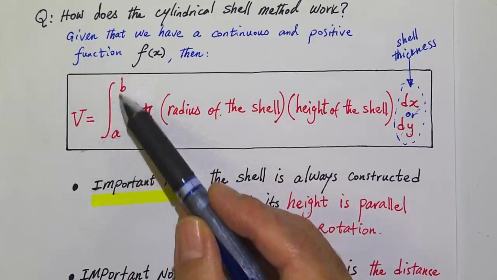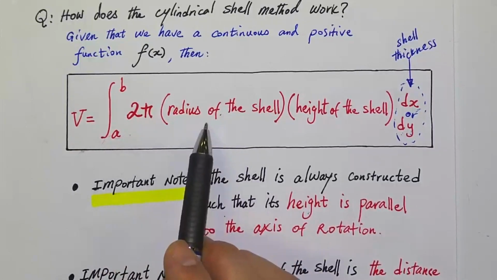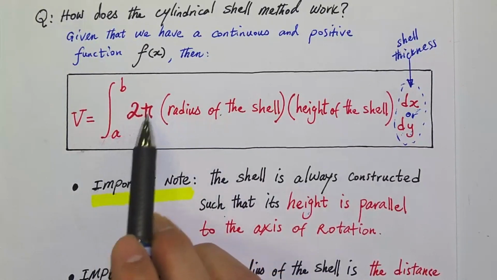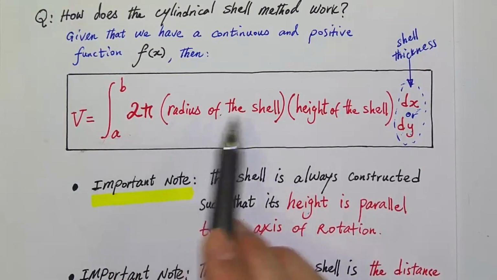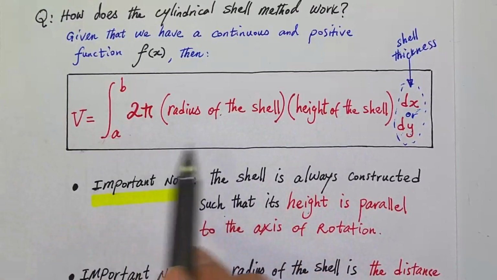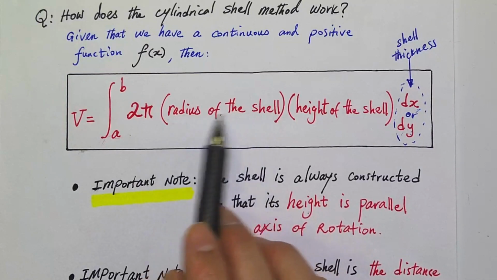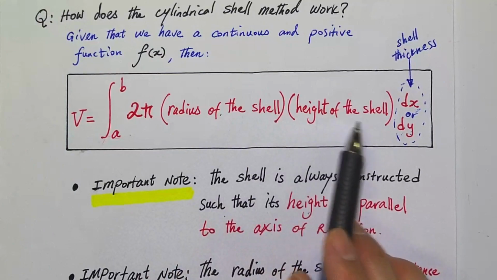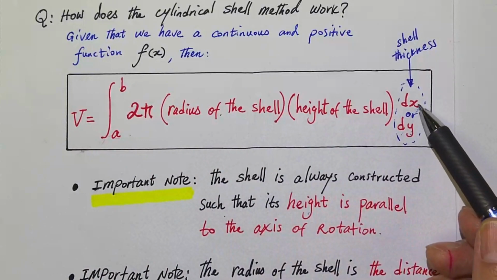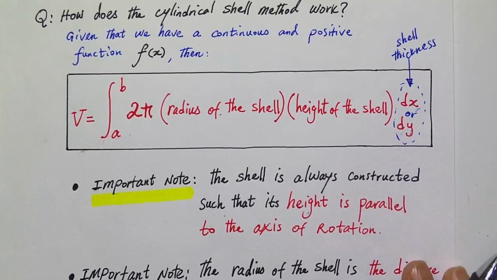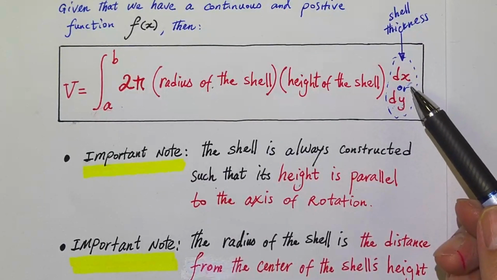So a and b, as usual, represent the limits of integration, and 2 pi, because it's a cylindrical shell. Then the radius of the shell, and we'll talk about what each of these represents on the next slide, times the height of the shell. This represents the volume, integrated with respect to either the x variable or the y variable. That dx or dy is called the shell thickness.